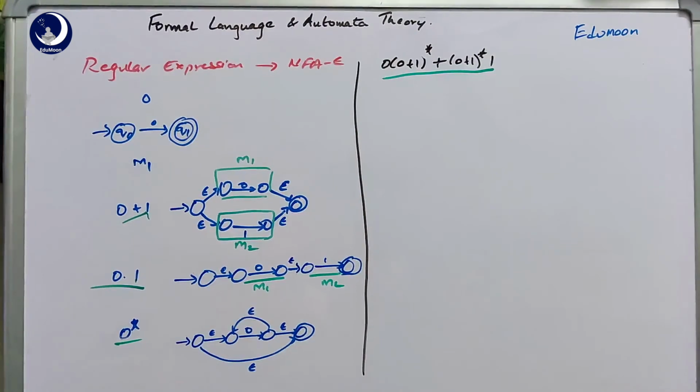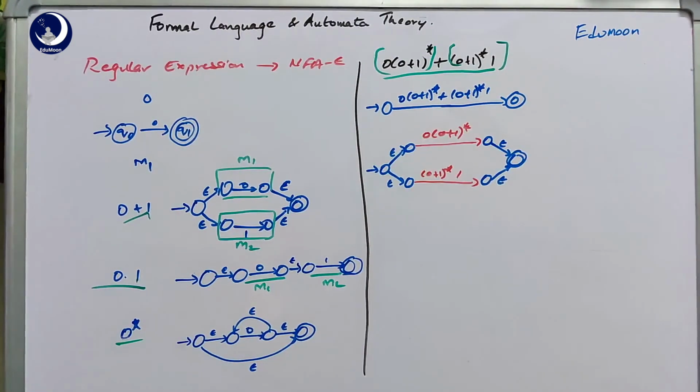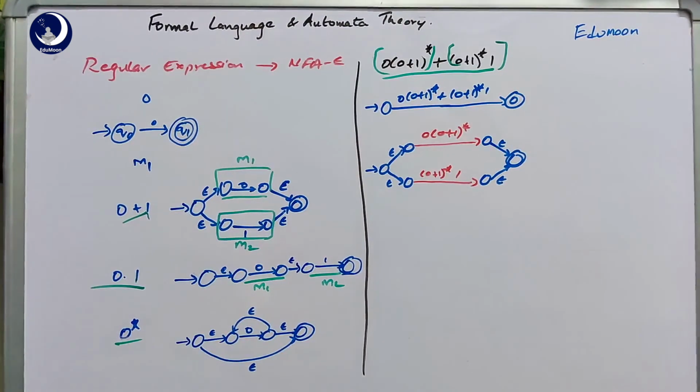Initially we take the initial state and the final state. So this is the first step. Now we can divide this using the union operator first, because the first union operator is between the first part and the second part of the regular expression, that is between 0, 0 plus 1 star and 0 plus 1 star 1. So we expand that union first. You can see it in red, where 0, 0 plus 1 star and 0 plus 1 star 1 are divided using the union operator. So that is the result of the first operation.